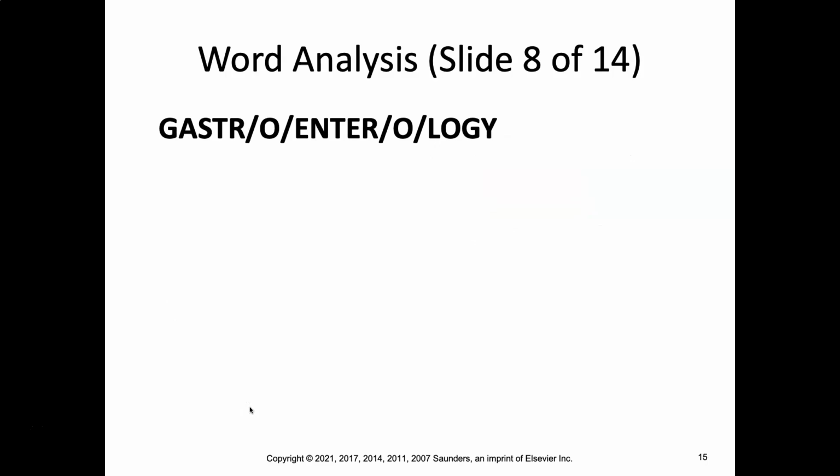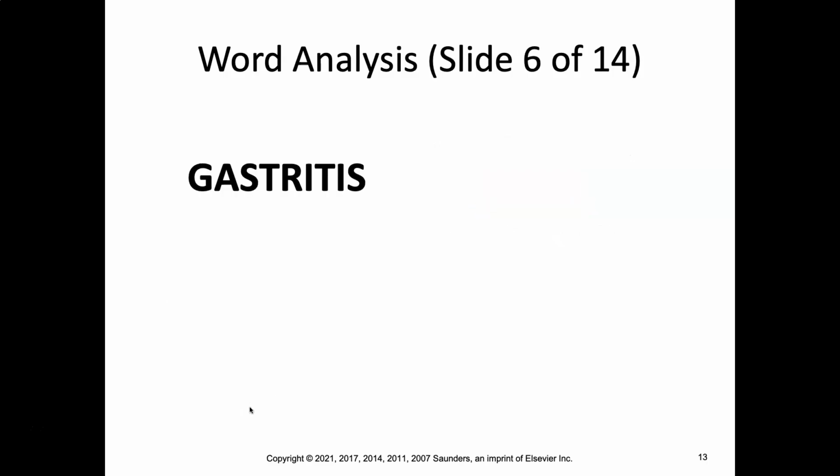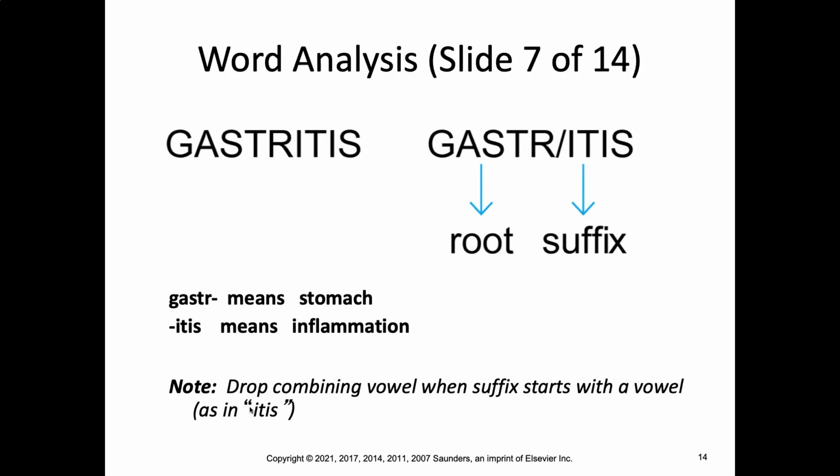Gastritis. Okay, so gastritis. We break it down, you see gastr and itis. And notice here, we don't have a combining vowel. The reason we don't is the suffix begins with a vowel. So if your suffix begins with a vowel, you will not have a combining vowel. You'll just have the root plus the suffix. So in this one, it's gastr and itis. Itis means inflammation or swelling, and gastr is stomach. So this is inflammation of the stomach.